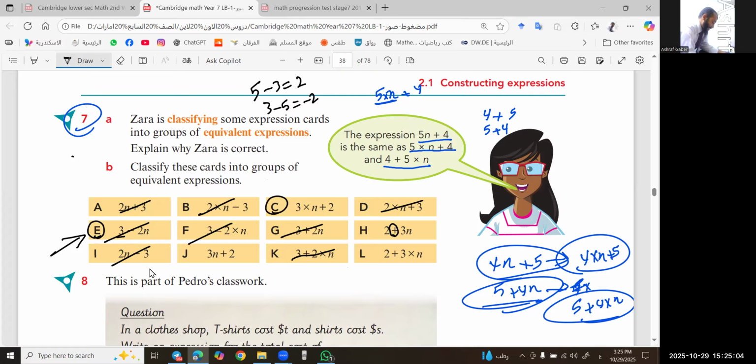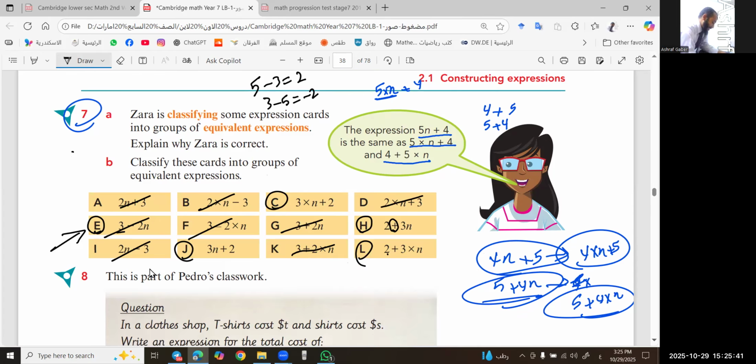Number C. Number C is like what? 3 times n plus 2. Number C is like J and A, yes. J and H and H. And each. Yes, right. And like what? And like L. Again, 2 plus 3n. So it is like L. So we finish this exercise, okay?